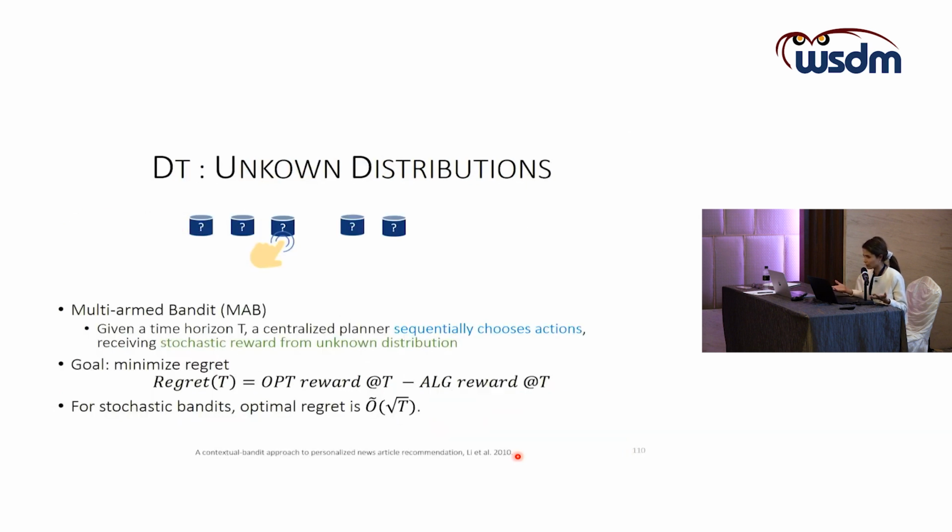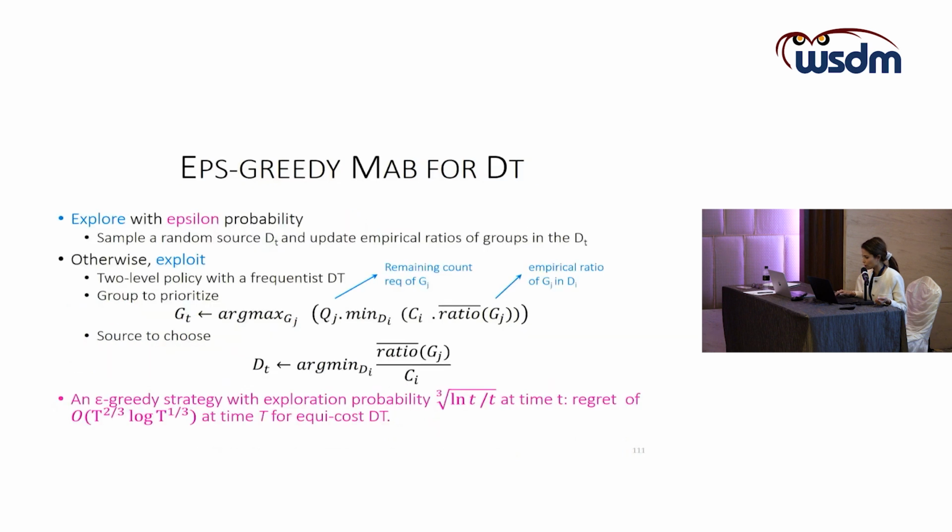The problem that the DT is facing in this scenario is to basically balance the exploration and exploitation phases to optimize this regret. There are different ways of doing this in the literature. One way of doing it is epsilon greedy. I'm representing a reward function for the epsilon greedy multi-arm bandit for DT here.